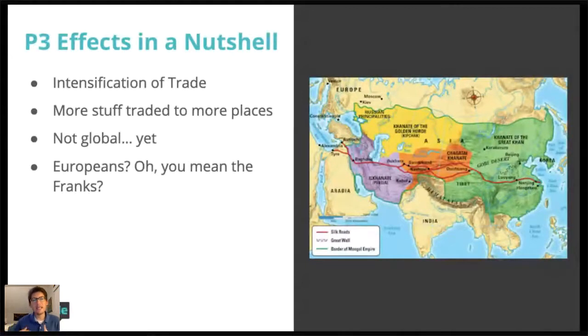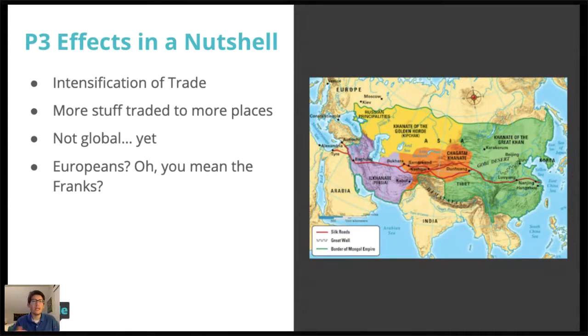One thing that we see is that trade intensifies in this time period, meaning more people are trading and they're trading more goods, and they're trading goods to more places, right? We're seeing the expansion of trade. Trade is something that has always defined humanity, and it's a theme of history. It's constantly expanding more and more.